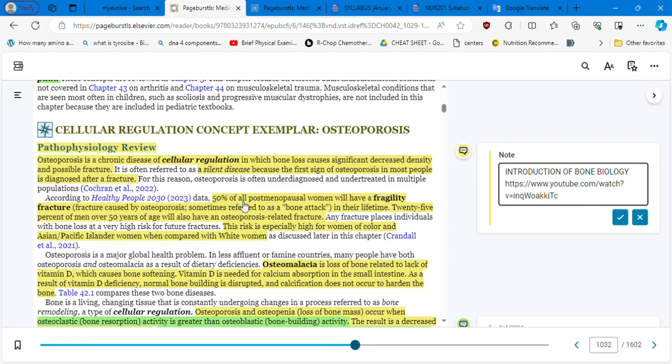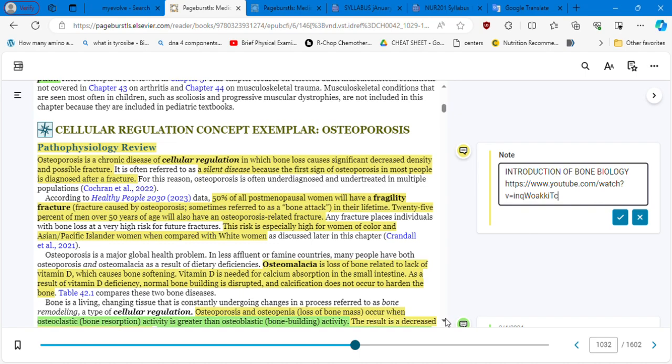50% of all postmenopausal women will have a fragility fracture caused by osteoporosis, sometimes referred to as bone attack. In their lifetime, this is going to happen, right? 25% of men over 50 years of age will also have an osteoporosis-related fracture. This risk is especially high for women of color and Asian, Pacific Islander women when compared with white women.